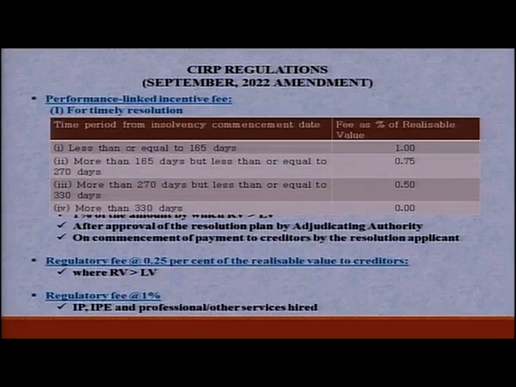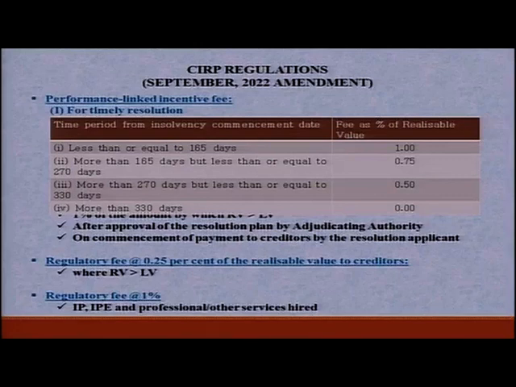Secondly, a regulatory fee of 0.25% has also been imposed on the resolution realizable value to the creditors. This was done specifically in cases where the resolution value is more than the liquidation value of the company. Because IBBI is a growing body, there would be more expenses in terms of attracting better manpower, creating better infrastructure, providing better services, as well as the future growth of the IBC, the manifold duties that would come within the IBBI.